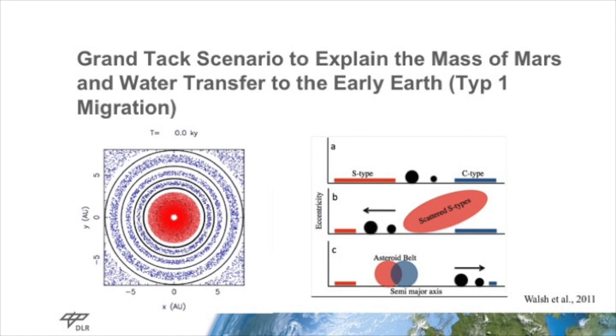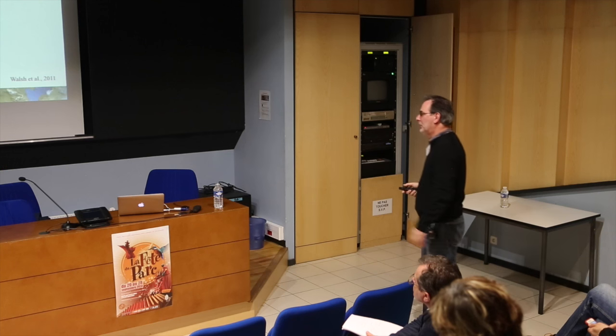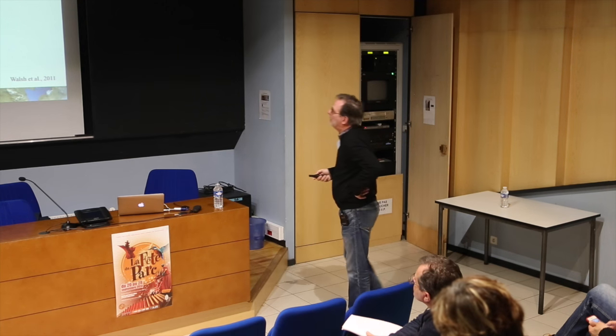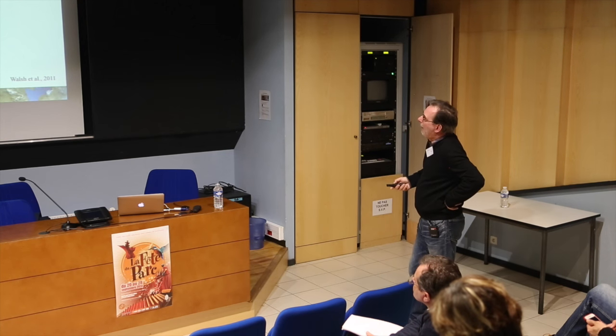It also explains the late heavy bombardment that we'll take a look at later, and the formation of the present structure of the asteroid belt. And this is the astrobiological relevance: it would also stop Jupiter from moving into the habitable zone of our solar system, and having destroyed what is our habitability today.